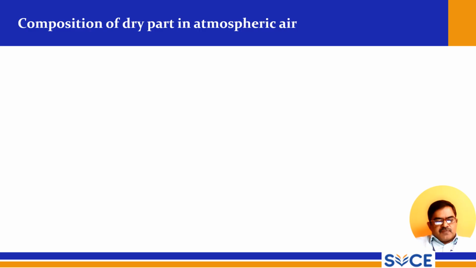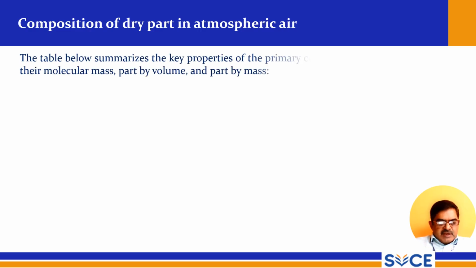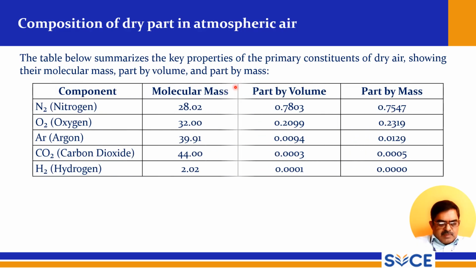Now, the composition of dry air in atmospheric air. I am going to show you a table like we did in the earlier session. This table summarizes the key properties of the primary constituents of dry air, showing their molecular mass, part by volume and part by mass. It is a similar table we have already discussed, and we will just see it component by component.